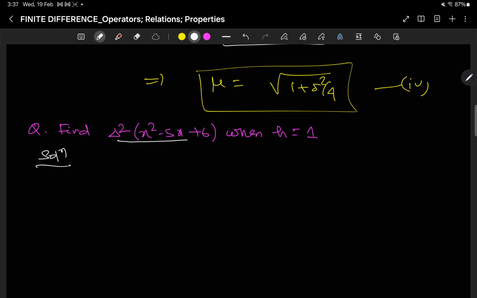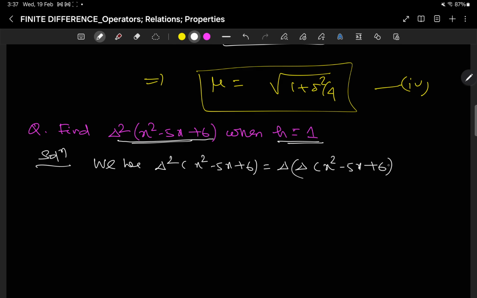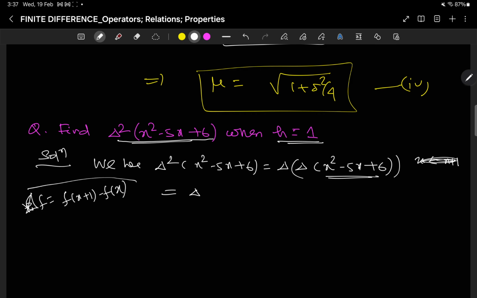Suppose you are asked to find the second difference of this. Okay, h is equal to 1 given. So we have del square of x square minus 5x plus 6 is equal to del of del of x square minus 5x plus 6. Okay, applying del, x will be replaced by x plus 1, right? f of x plus 1. Okay, so as you know, del f is f of x plus 1 minus f x, because h is 1 here. We apply it here.